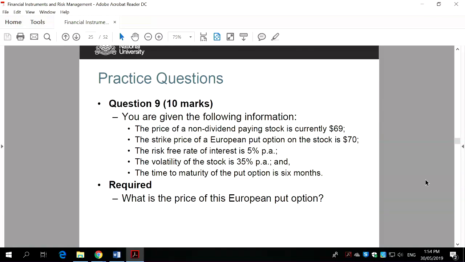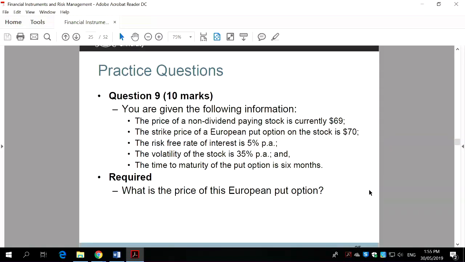Okay, so question number 9 says, you're given the following information. The price of a non-dividend paying stock is currently 69, and the strike price of a European put option is $70. The risk-free rate is 5%. The volatility of the stock is 35%. Time to maturity of the put is 6 months. So what is the price of this European put option?